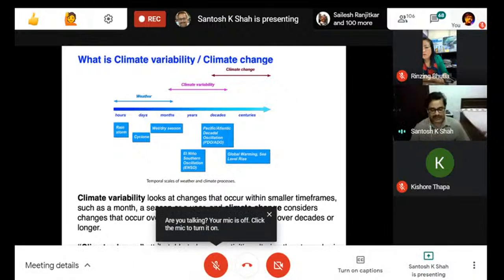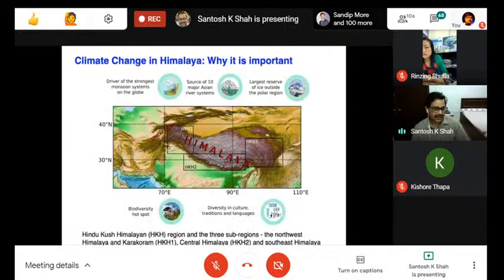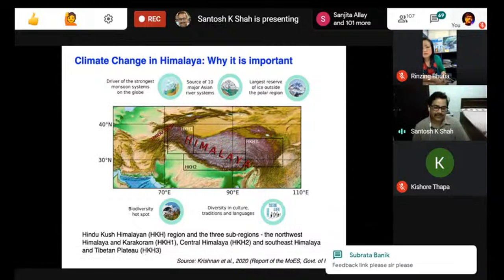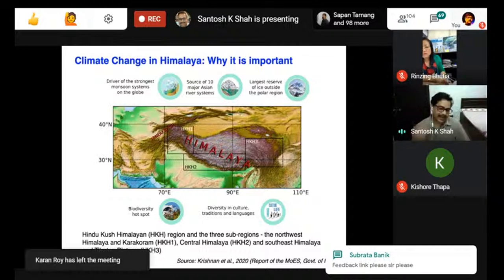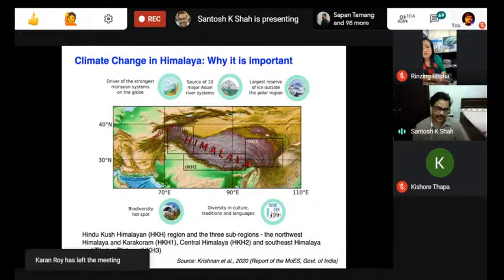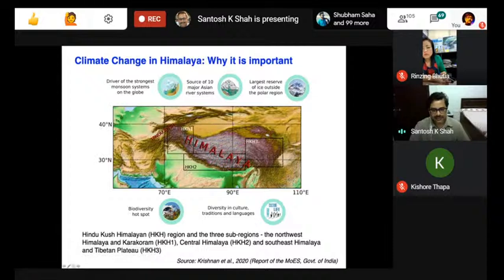And the climate change mostly nowadays is attributed to human activities altering the atmospheric composition, and climate variability is attributed to natural causes. Now, coming to the topic of Himalaya climate change. Why is the Himalaya very important in terms of climate change? Because its extension is very wide. It has a very large extension, and the recent 2020 definition says that the entire Himalaya also includes the Hindu Kush Himalaya.